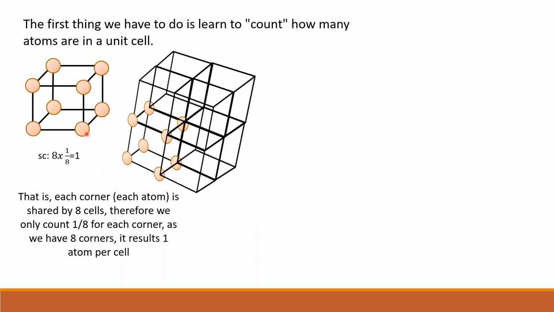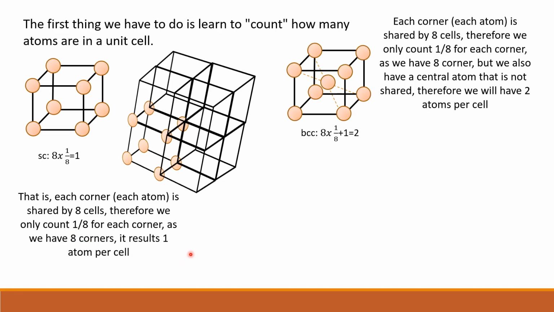For instance, here is the simple cubic, 8 corners, one atom at each corner. Sorry for the dyslexia. And then here you have one cell, 2, 3, 4, 5, 6, 7, 8 cells. So this atom, for instance, is shared by the 8 cells. Here again, the same if I put the additional cells here. So each corner is shared by 8 cells. Therefore, we only count 1/8 for each corner. 8 corners, one atom per cell.